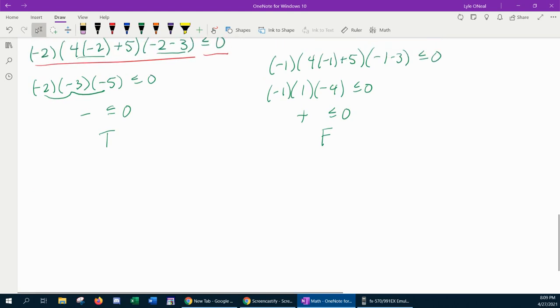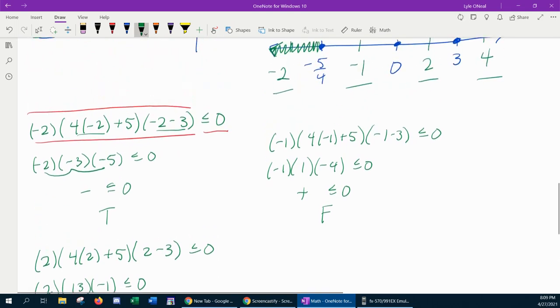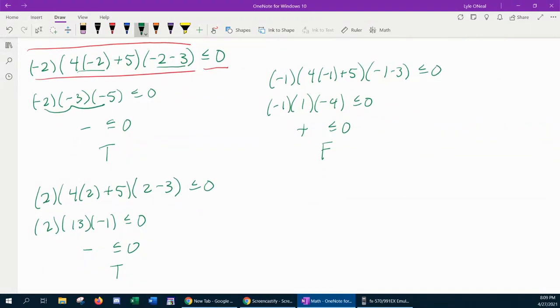So replacing every x with +2 is going to give us 2 times 4 times 2 plus 5 times 2 minus 3. That's going to be 2 times, let's see, 4 times 2 is 8. 8 and 5 is 13. 2 minus 3 is -1. Positive times a positive times a negative is going to end up being a negative number. Is a negative number less than or equal to 0? Yes, it is. And so +2 should be true, and it was. It was true. And then one more test point to test.